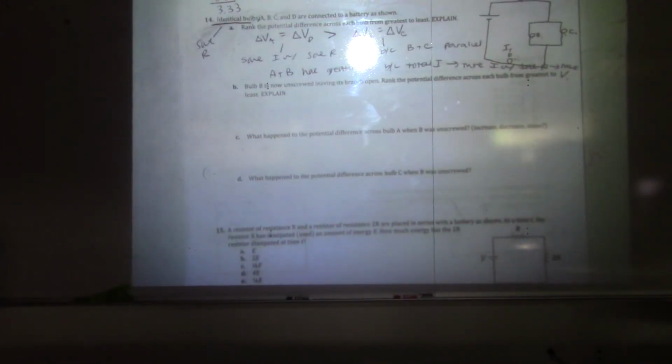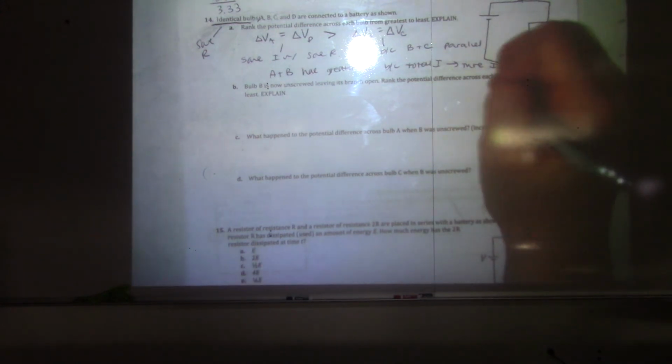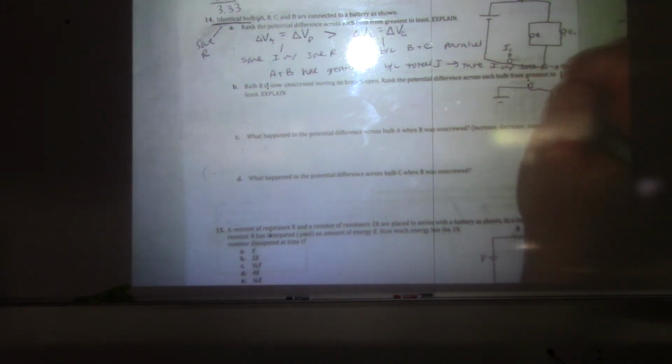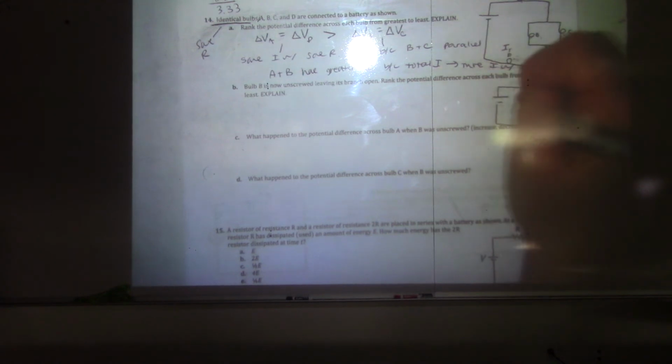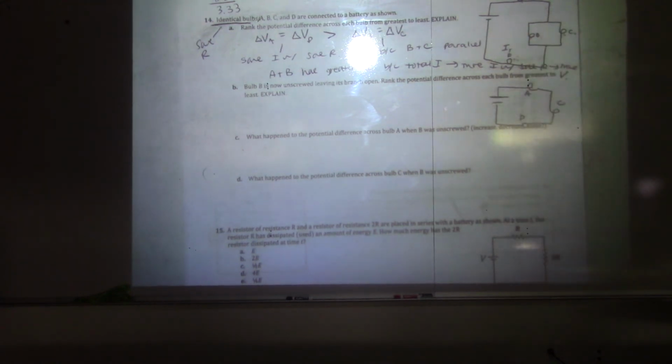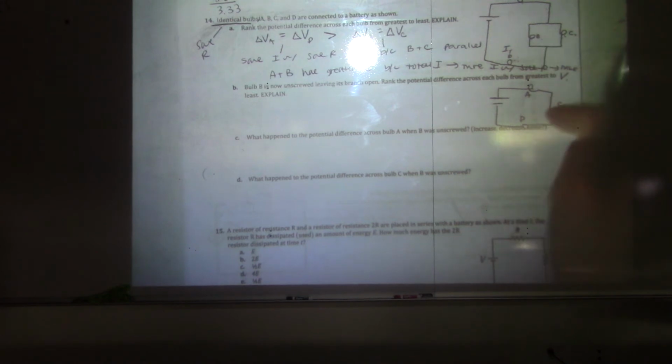Now bulb B is unscrewed, so I'm going to redraw it as A, C, and D. Same battery. I want to rank the potential differences now. Now this is very different than saying what happened to the potential difference. Did it increase, decrease, stay the same? That's not what I'm asking. I'm just saying, okay, take B out. How do these rank now?